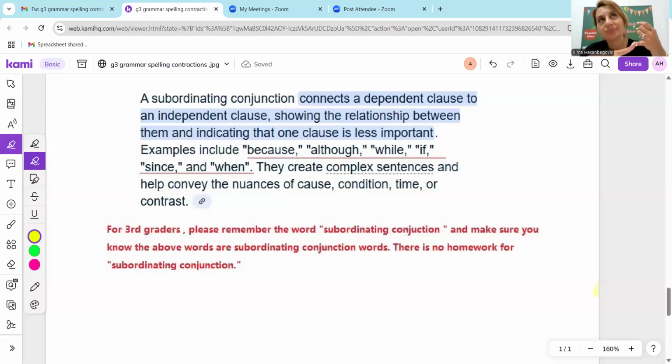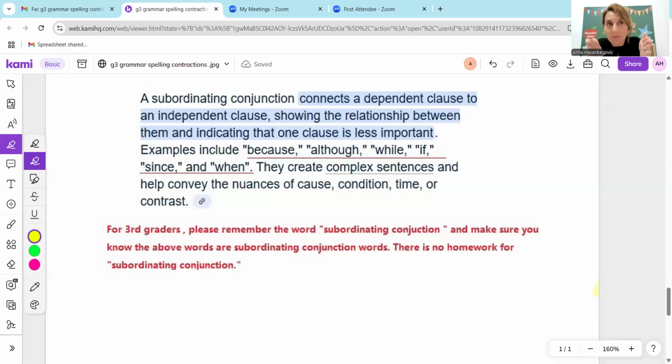Because of her kindness, many people came to her city. Because of her kindness. Notice that word because. Because is the subordinating conjunction. But because of her kindness, that's a dependent clause.